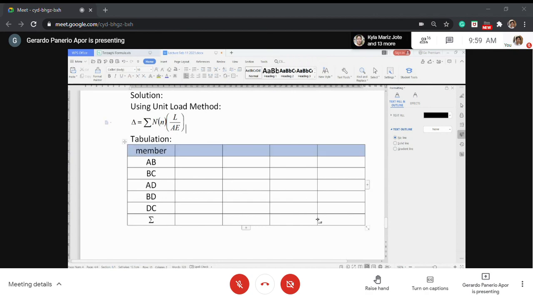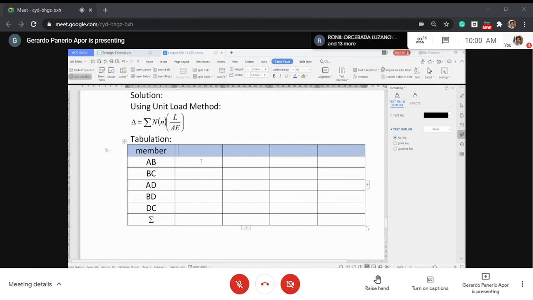Okay, so you have to remember. Now you can have for the length, maybe in mm. You have for the AE, this is in Newton. You have for the N, and for the small n, also small. Then create the last column.